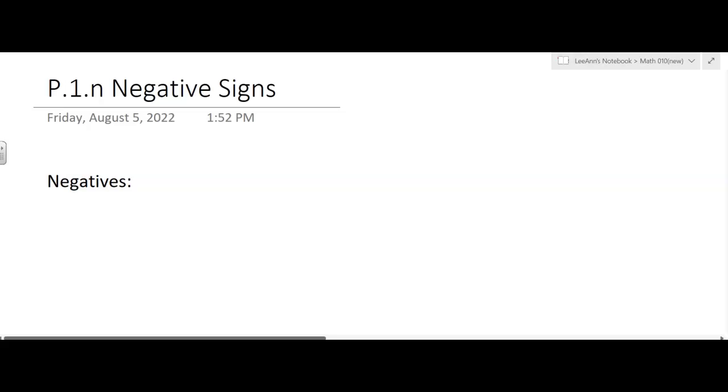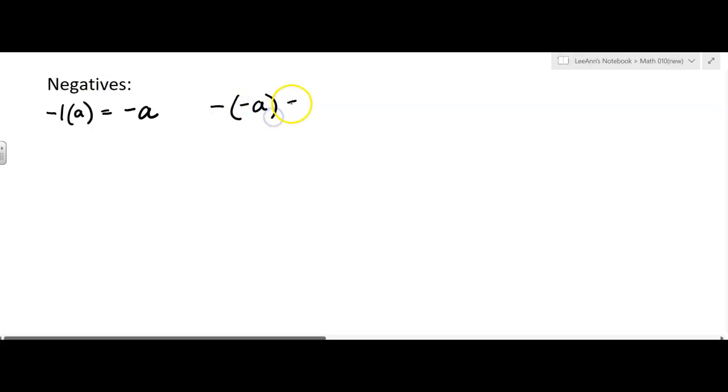Okay, so just a little bit about negative signs. We always have to be careful with the signs because it makes a big difference if something is positive or if it's negative. So I'm just going to give you some of these properties. If you have a negative 1 times a, that's going to be the opposite of a. Now, if you have the opposite of negative a, that's just going to be a. So the opposite of negative a is just going to be a.